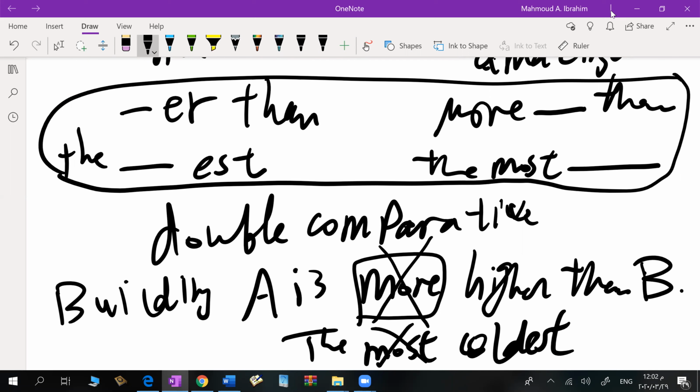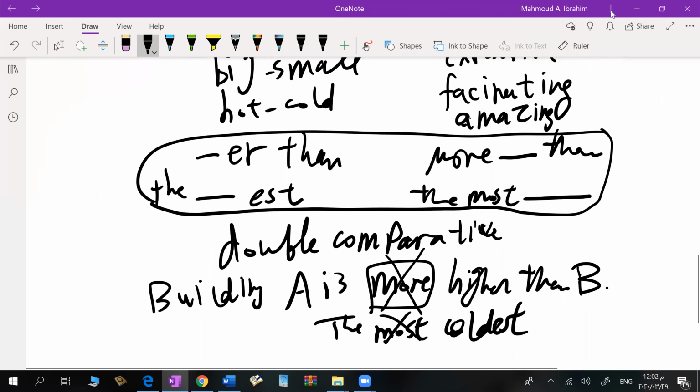Doctor, excuse me. Yes. Building A is more high than B. Is it correct? No, no. How do we form comparatives with high? Higher. Yes, we only add er. So the more cannot be used with comparison with one syllable. More is not used with one-syllable adjectives. More is used with multi-syllable adjectives.